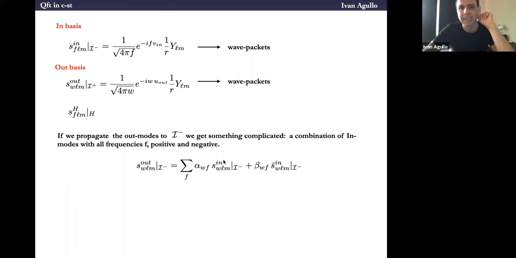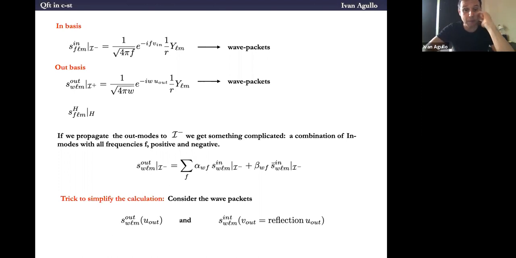And the trick is to change bases in the in modes. There is a very smart trick. So I'm going to tell you the trick, and I'm not going to derive it. So you need to believe me. So consider, rather than the out mode, the following wave packet. Consider a wave packet in the out region and a wave packet in the horizon. This should be horizon, I am mixing the notation. But consider a wave packet in the horizon, which is obtained from the out one by a reflection. Let me tell you how to do that.